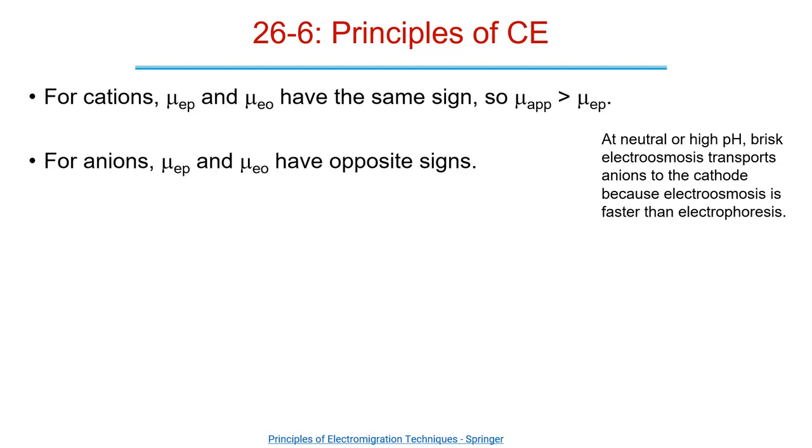Now, at neutral or very high pHs, remember, we're deprotonating the silica wall, and we're setting up that charged double layer, which means everything's going to go towards the detector. When we keep that at neutral, meaning pH 7, which is still way above the pKa of the silica, or at even higher pHs, we're going to get a really brisk electroosmotic flow, what's also called electroosmotic transport. That's going to move those anions whether they want to go in the direction of the cathode or not. That's because the electroosmosis is faster than the electrophoresis.